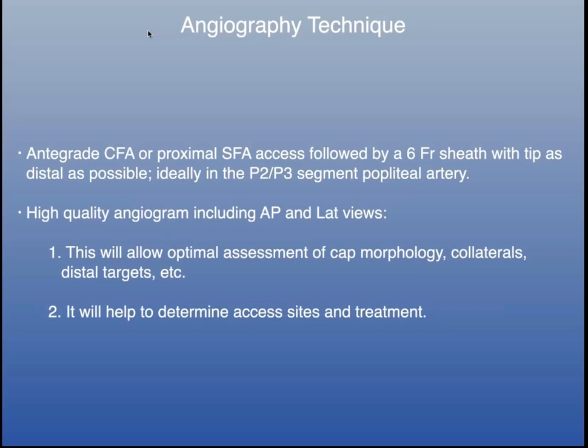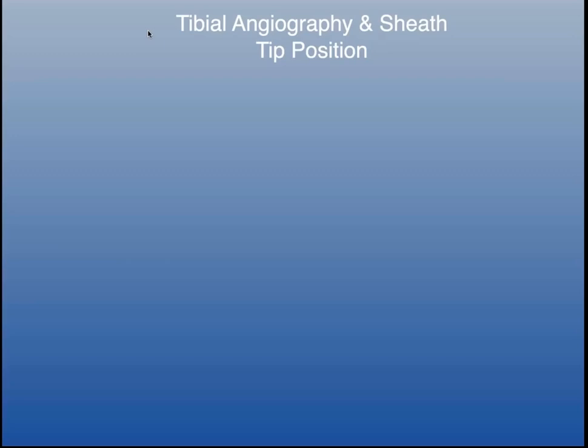And so you really need to understand what the outflow is, just like the inflow. So AP views are very important, and good angiography allows for really optimal assessment of the caps, in terms of proximal and distal caps of chronic total occlusions, collaterals, distal targets, and obviously helps you determine what your access sites and treatment will be. And I'm going to show you some examples of this so it at least makes more sense.